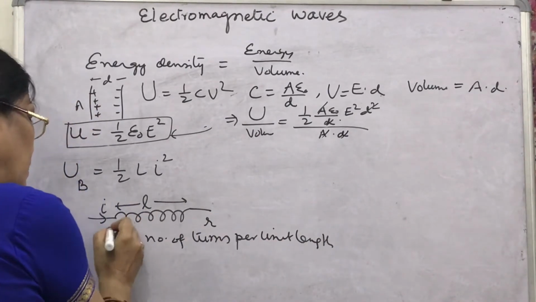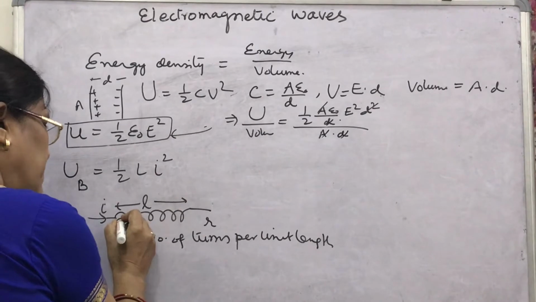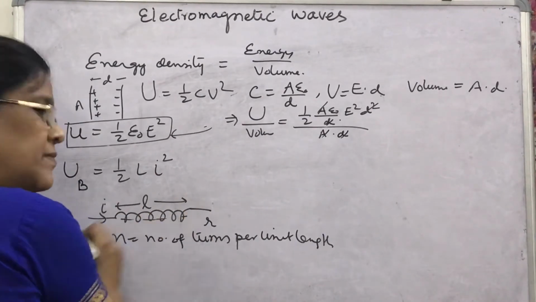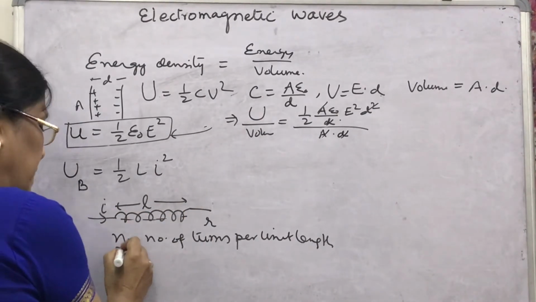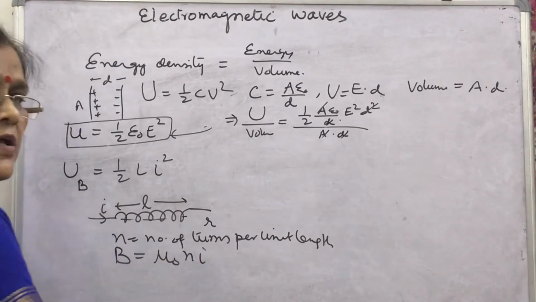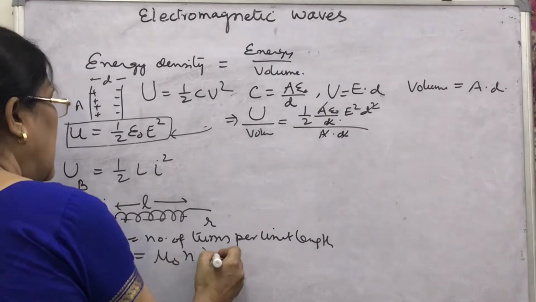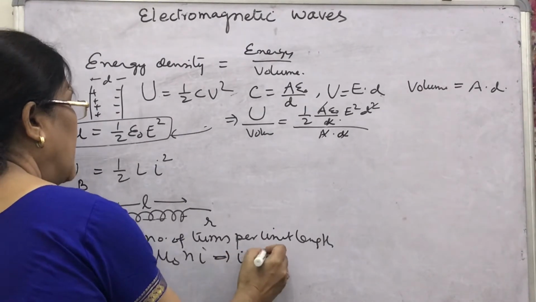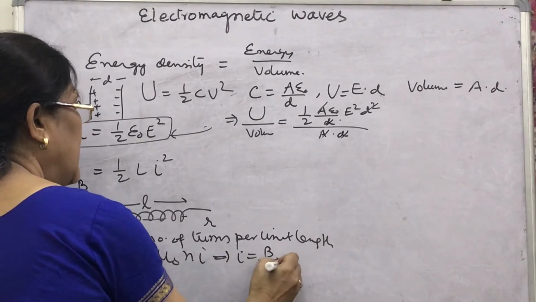Then you know what happens when current flows through the coil. A magnetic field is set up in the solenoid. What is the magnetic field? B equals mu naught n I. Then what is here? I. This I is B upon mu naught n.